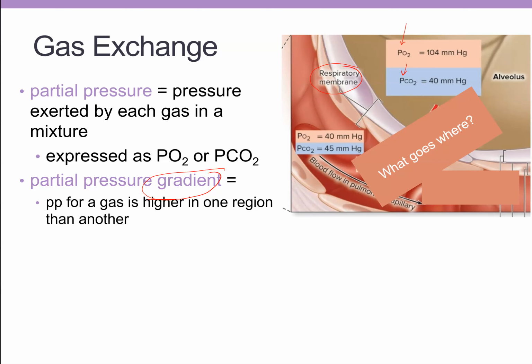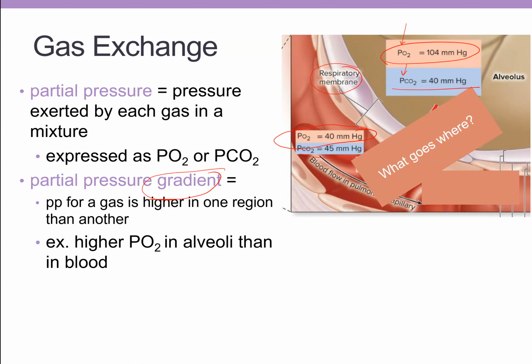So since this is a partial pressure gradient that we're talking about, it means that the pressure for this gas, let's take oxygen for example, the pressure is lower in one place and higher in the other. So that is the definition of a partial pressure gradient. And you can see there, those two numbers are really different. So that's a really strong gradient. You can see that there's different numbers here for the PCO2. They're not as different, but they're still different. So there's still a gradient. It's just a smaller gradient, or a less steep gradient is how we refer to that.